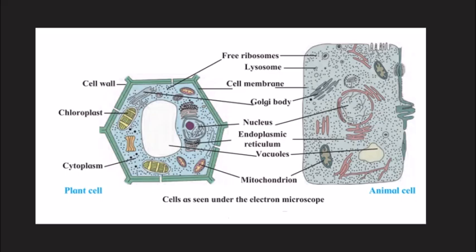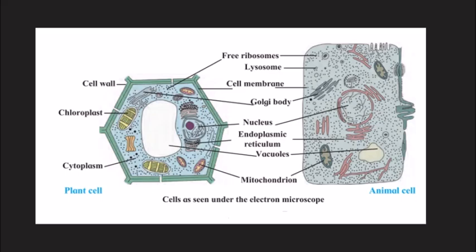Next we have the cell membrane, or you can also say the plasma membrane. The plasma membrane is a delicate flexible covering, and it is the outermost covering for the animal cells. So the plant cell has the cell wall and the cell membrane, but the animal cell has only the cell membrane. Then inside you can find many organelles, but all these organelles are embedded in a substance called the cytoplasm.